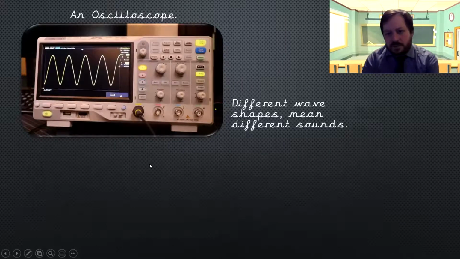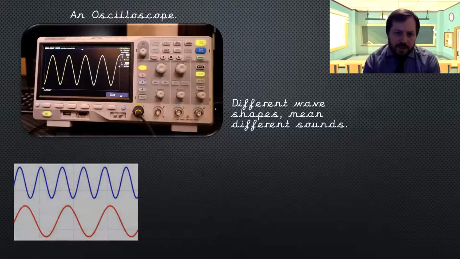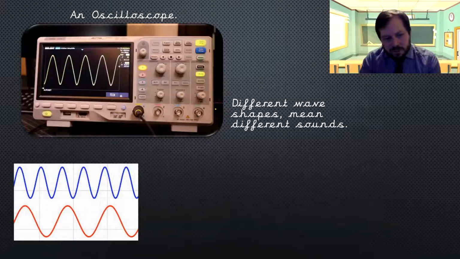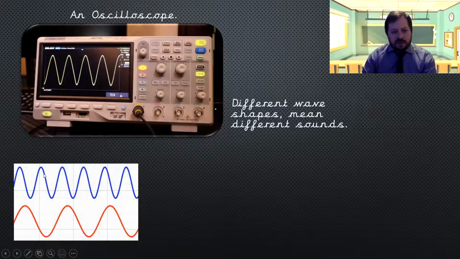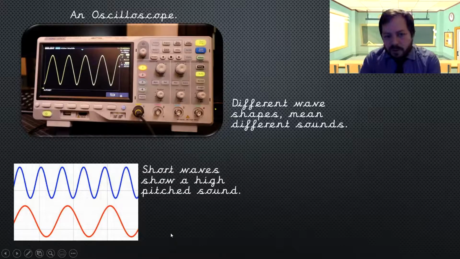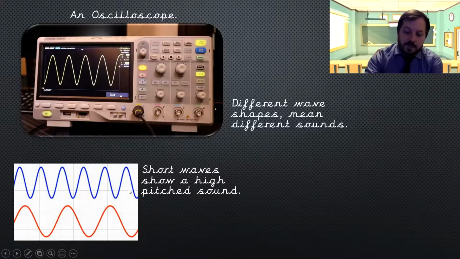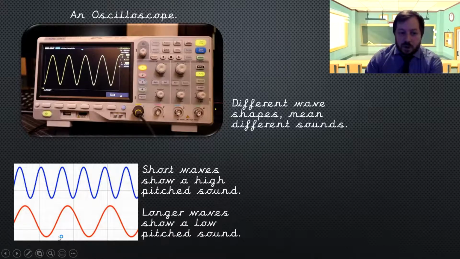So different wave shapes mean different sounds. Here are two examples. We've got the blue one that you can see is more frequent, but the height of the waves is the same as this red one, but the red one happens less often than the blue one. So short waves, like this one that happens very regularly, show a high-pitched sound, whereas the long waves like this, and you measure a wave from the start to the same point again.